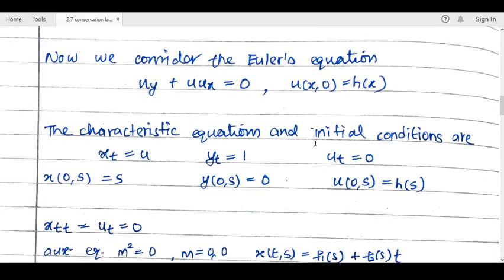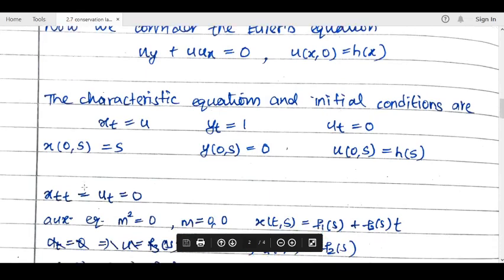Now we consider our Euler's equation. It is a quasi-linear equation, u_y plus u u_x equal to 0, with the initial condition u at (x, 0) equal to h of x. Again we will write the characteristic equations and initial conditions. We have x_t equal to u, y_t equal to 1, u_t equal to 0. Initial conditions: x at (0, s) is equal to s, y at (0, s) equal to 0, u at (0, s) equal to h of s. Now we have to solve the characteristic equations to get the characteristic curves.